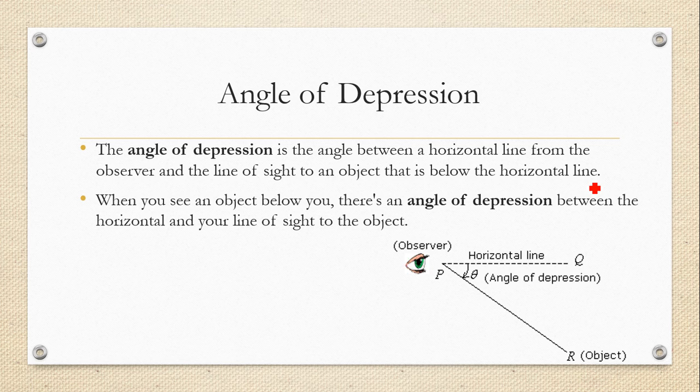Angle of elevation and angle of depression both are the angles between the line of horizon or horizontal line and the line of sight. But the difference is that angle of elevation exists between the line of horizon and the line of sight when the object is above the horizontal line, and angle of depression exists when the object is below the horizontal line.